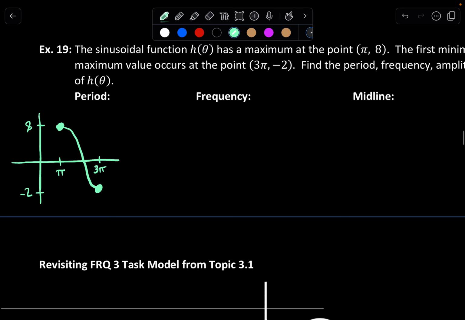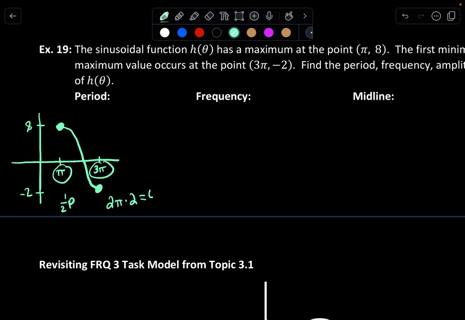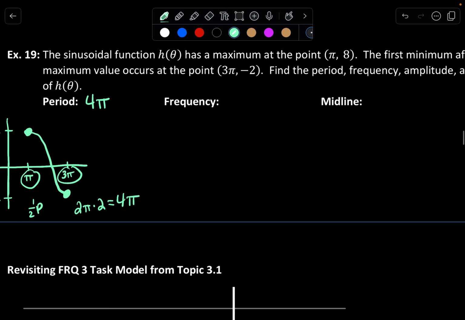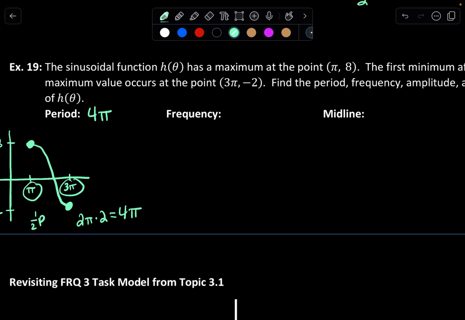So we're going to see something like this. Okay, so going from max to max gives us a period. Going from max to min or min to max, that's just going to give us half the period. So 1/2 p. So if I look at this from pi to 3 pi, I have a distance of 2 pi, which means if I want my full period, I need to multiply this by 2, okay? So if I have 2 pi times 2, that's going to give me a period of 4 pi. Frequency is just going to be the reciprocal of the period, so a maximum is going to occur once every 4 pi. Each event only occurs once every 4 pi.